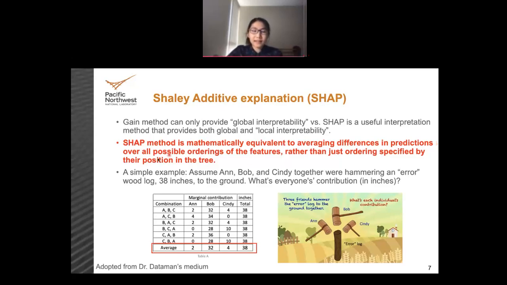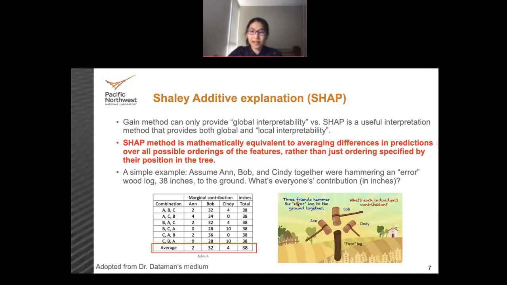So the idea of SHAP is that, in a mathematical way, it is just averaging the differences in prediction over all the possible orderings of the features, rather than considering just one ordering of the features. So here I have a very simple example, just to let you know the idea of SHAP.